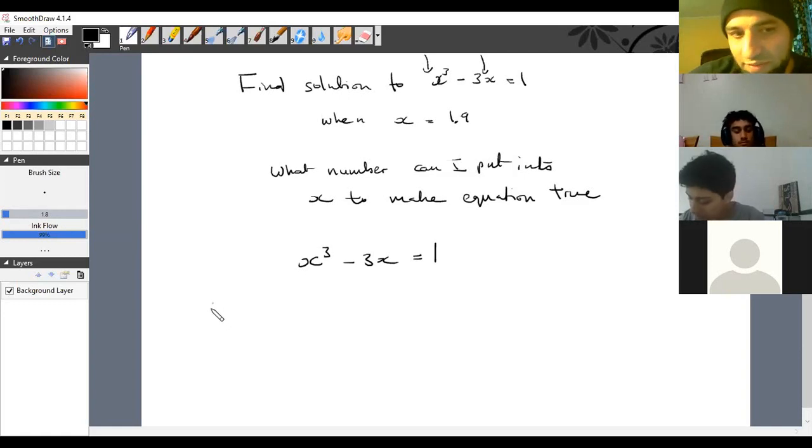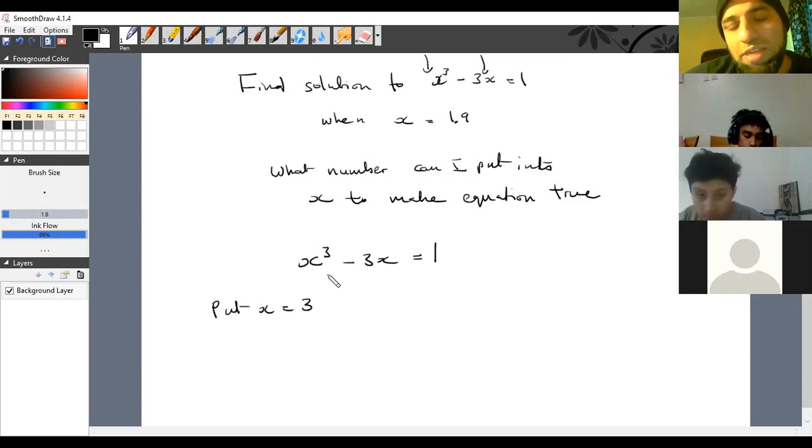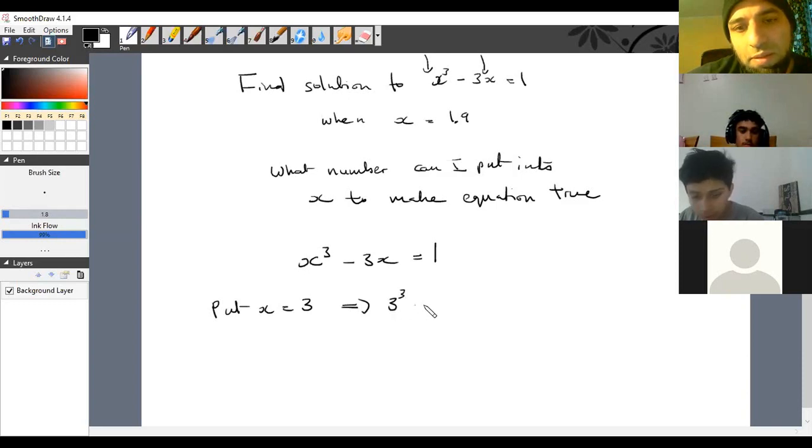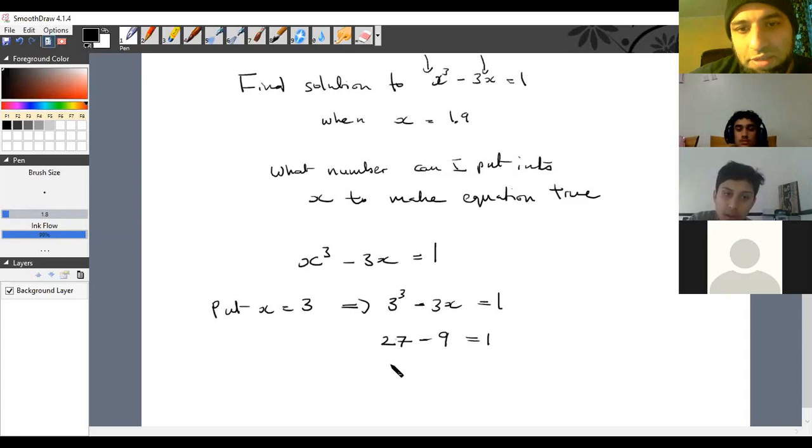Imagine I put x equals 3. If I put x equals 3 in here, what happens? I'm going to get 3 to the power of 3 minus 3x equals 1. Let's check this side out. What's 3 to the power of 3? 27, because that's 3 times 3 times 3. Minus 3x, minus 3 times 3, so minus 9. What happens here? 27 minus 9 is going to be 18. Does 18 equal 1? No, so it doesn't work.